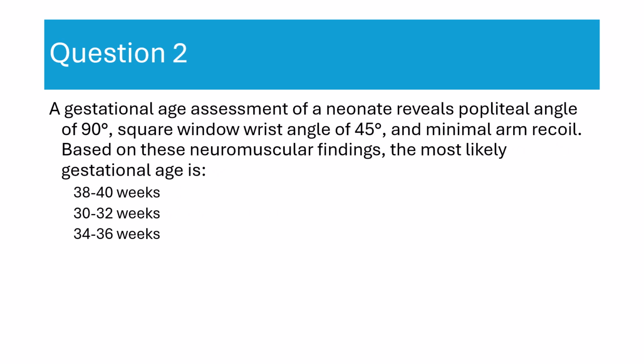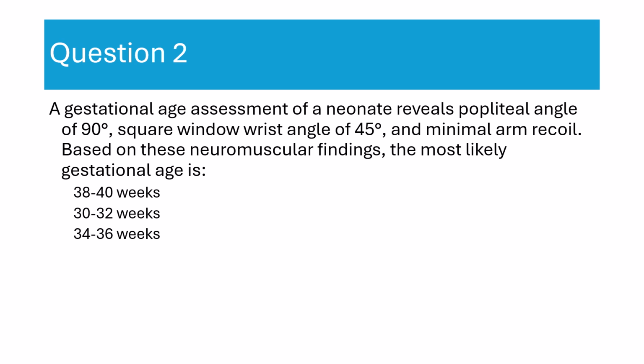A gestational age assessment of a neonate reveals popliteal angle of 90 degrees, square window wrist angle of 45 degrees, and minimal arm recoil. Based on these neuromuscular findings, the most likely gestational age is: 38 to 40 weeks, 30 to 32 weeks, 34 to 36 weeks. The correct choice is 30 to 32 weeks.